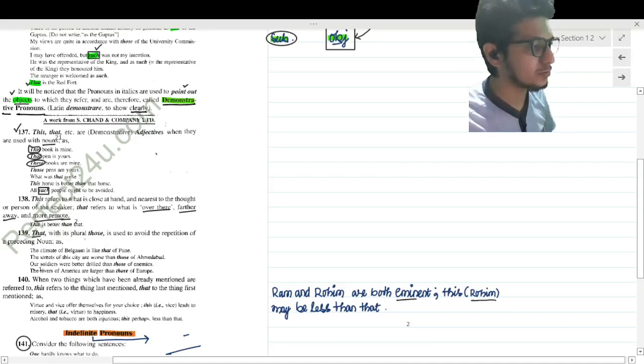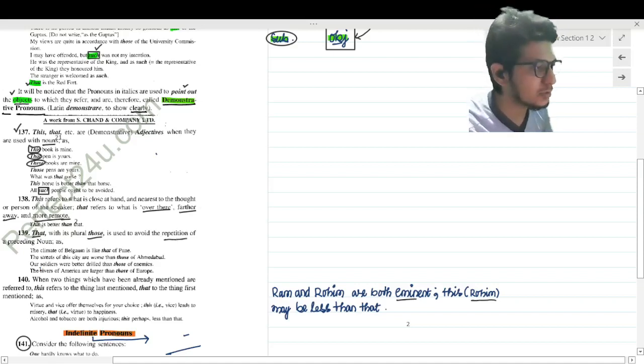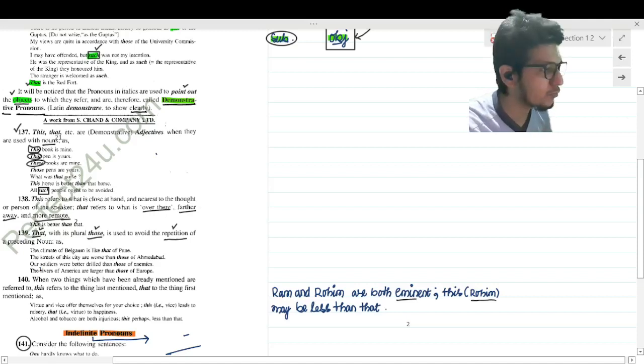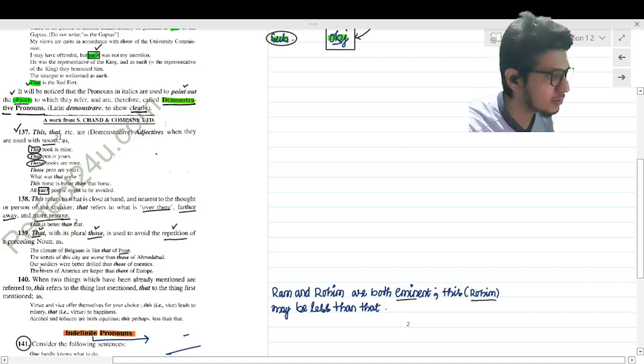That, with its plural those, is used to avoid the repetition of a preceding noun. To avoid the repetition, we use that and those. The climate of Belgium is like that of Pune. The rivers of America are larger than those of Europe.